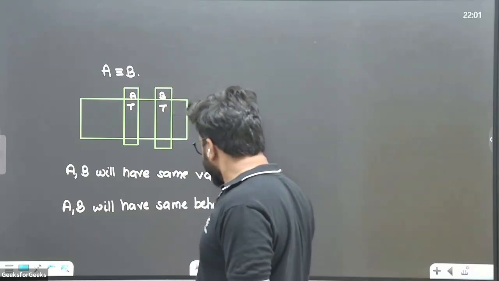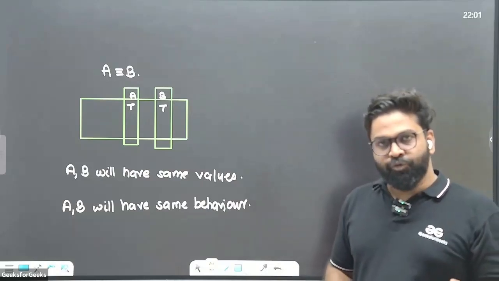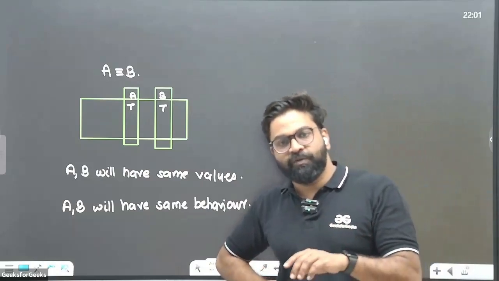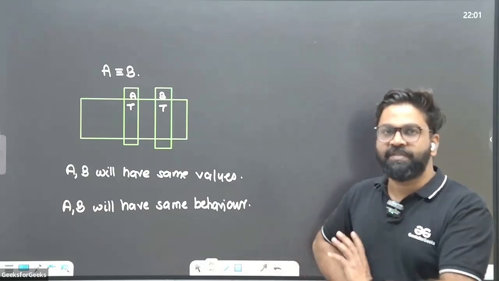What is the meaning of A and B having the same behavior? Same behavior means whenever A is true, B is true. Whenever A is false, B is false. That's the meaning of same behavior.